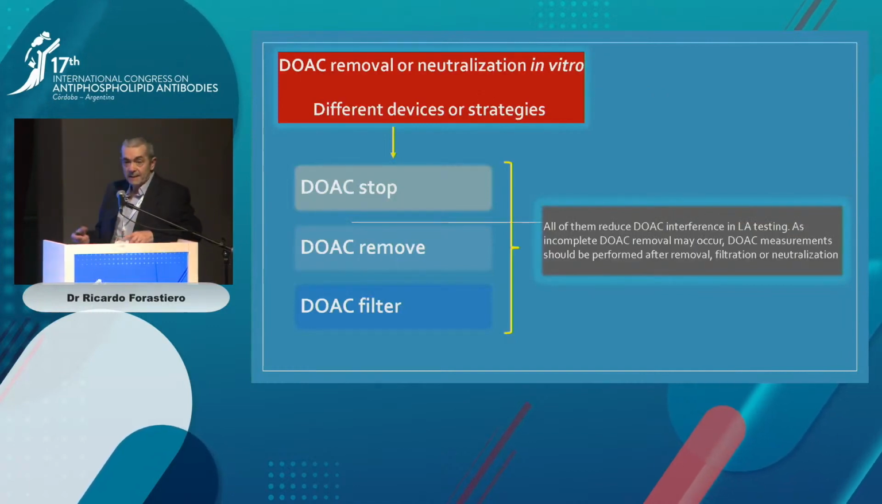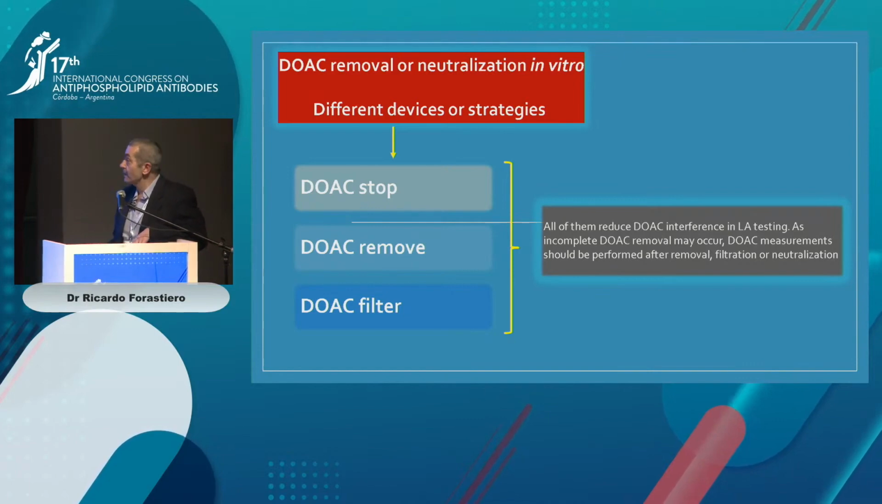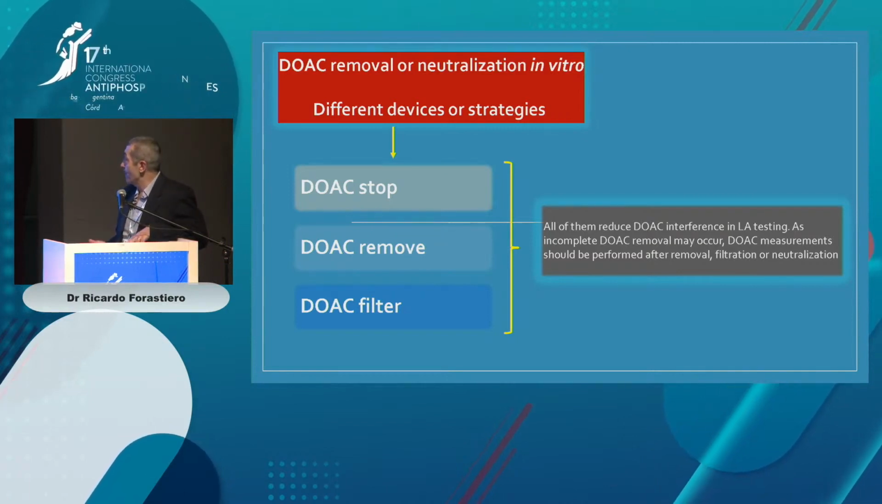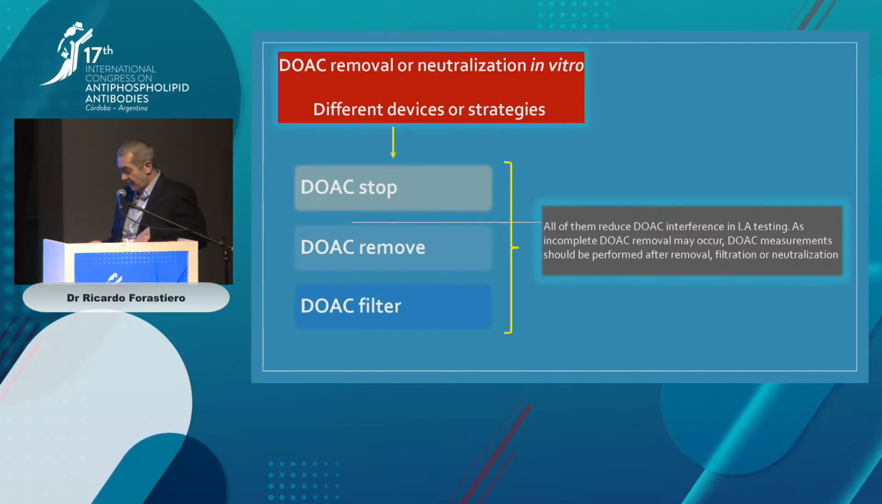There are several studies in the last years reporting about DOAC removal or neutralization in vitro using different devices or strategies: DOAC-Stop, DOAC-Remove, and DOAC-Filter. But in general, all of them reduce DOAC interference in LA tests, but as incomplete direct oral anticoagulant removal may occur, DOAC measurements should be performed after removal, filtration, or neutralization.